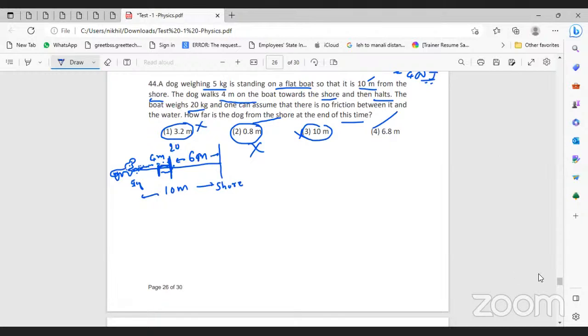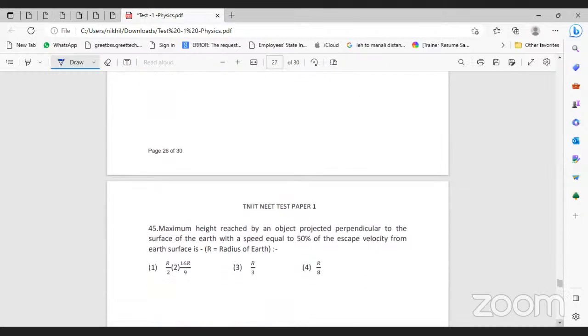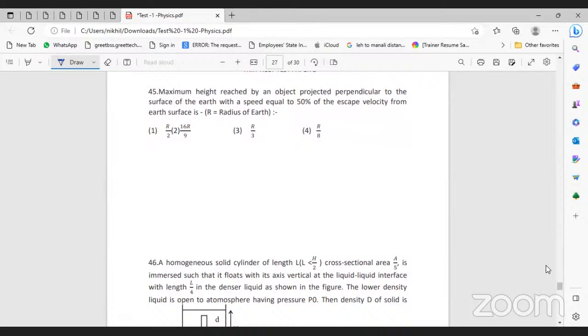Don't try to solve it. It can be solved based on the center of mass. It takes time. Easily we can analyze that. Come to this problem.